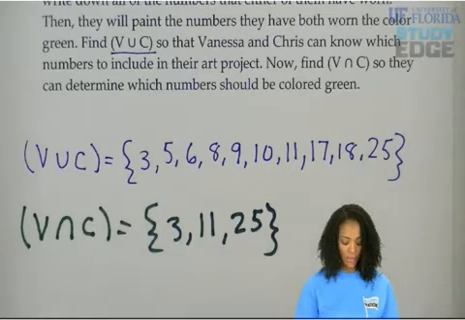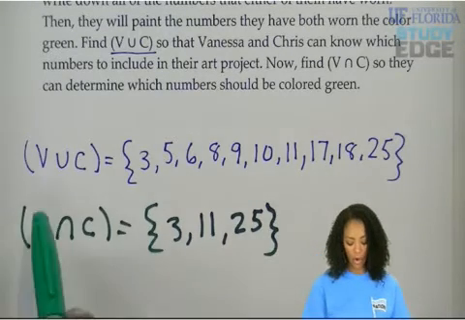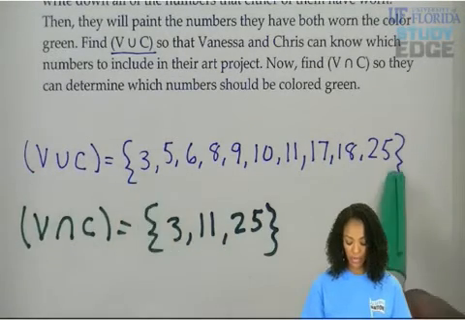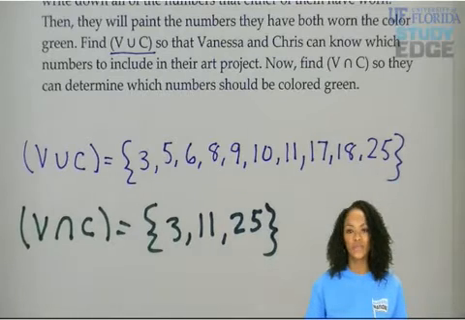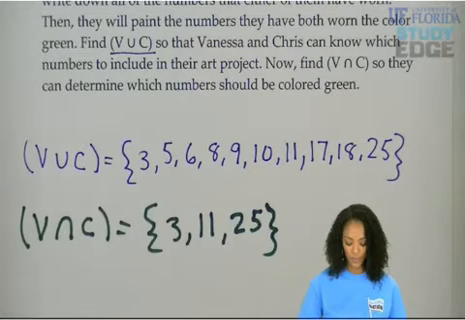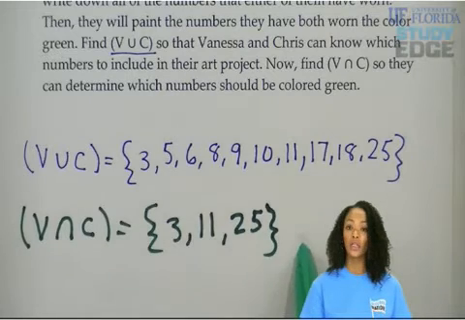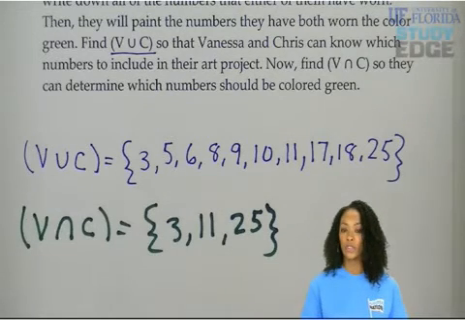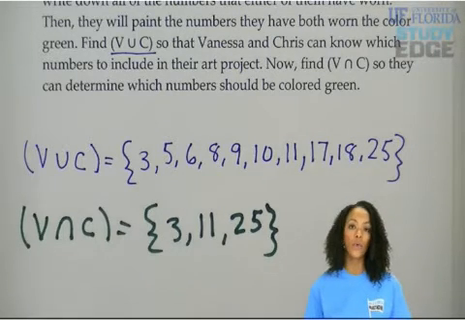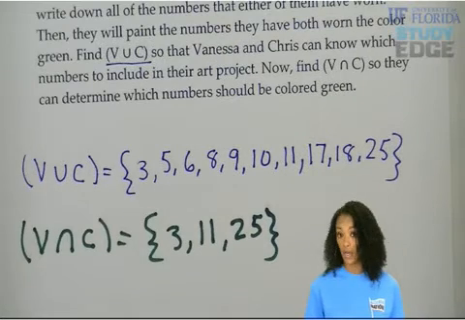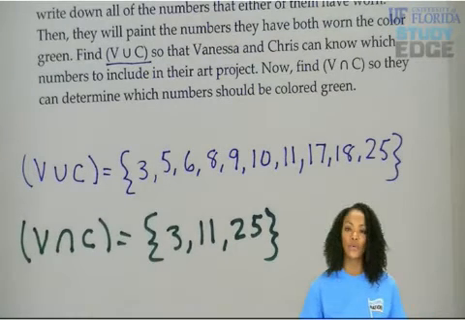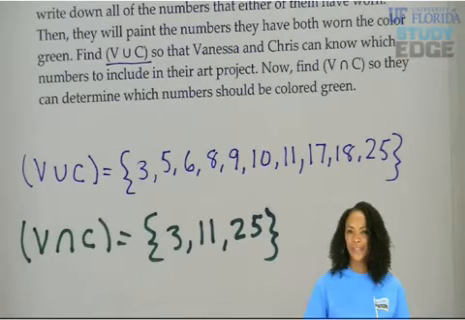So when doing the art project, Vanessa and Chris will write down all of the numbers we see up here in blue. That represents the union between Vanessa and Chris's uniform numbers. But they will only paint the numbers below that we see in green. They'll only paint those numbers green because those are the only numbers that they both wore. They both had in common. So that was 3, 11, and 25. Hope that was helpful.